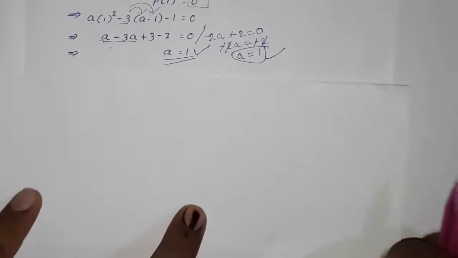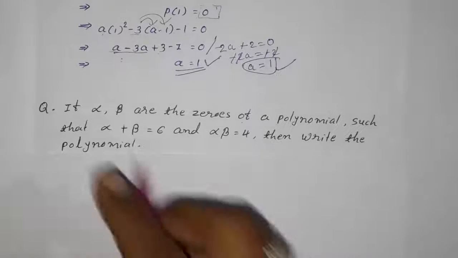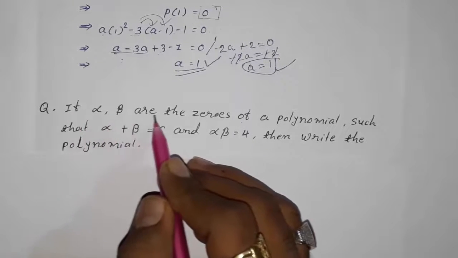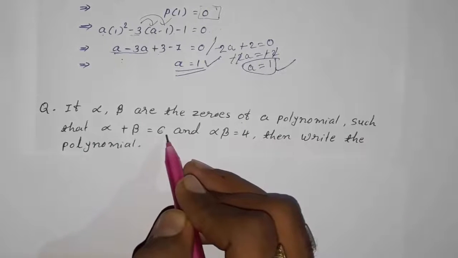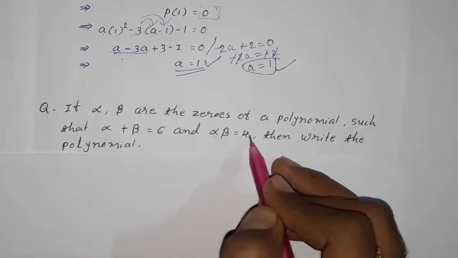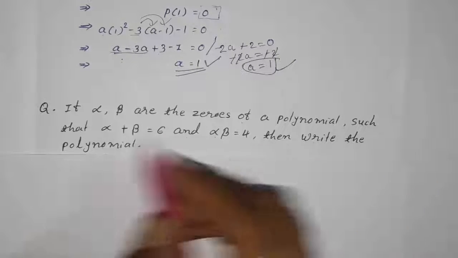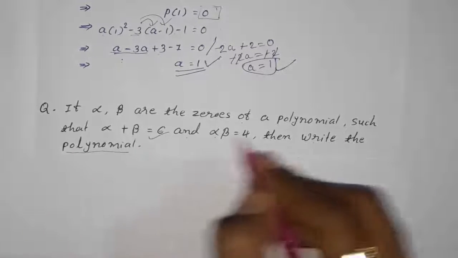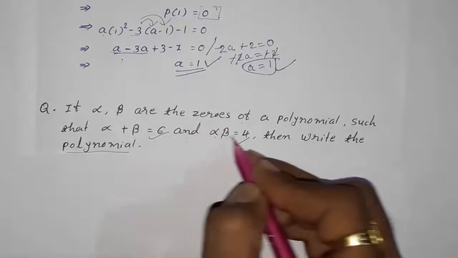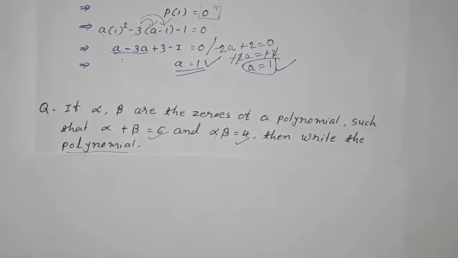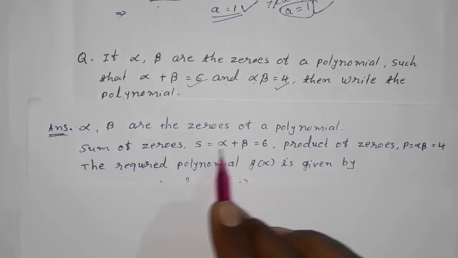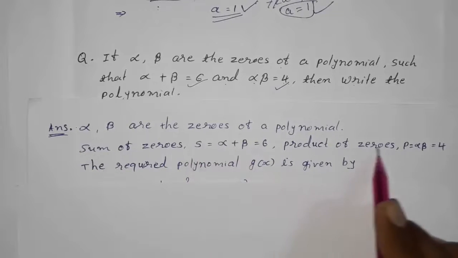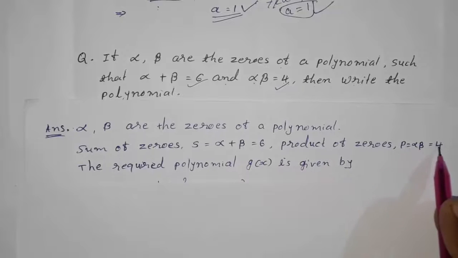Now moving towards question number 3. If alpha and beta are the zeros of the polynomial such that alpha plus beta equals 6 and alpha into beta equals 4, then write the polynomial. Here they have given the sum and the product. Directly we have to put the sum and product in the formula and we will get the answer. Let us solve that. So alpha and beta are the zeros of the polynomial, therefore the sum of zeros, that I have taken as S, and the product of zeros, alpha into beta, that is 4.